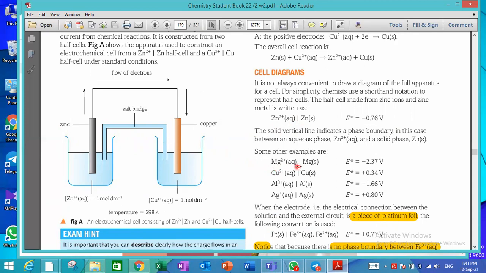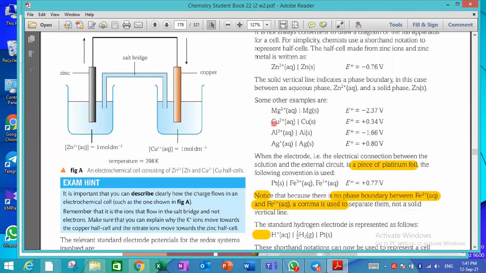If we have magnesium ion, then a solid line, magnesium solid. This means that this half cell is of a magnesium metal placed in a solution of its own ions, that are magnesium ions, and the E naught value is minus 2.37 volts, which also means that magnesium is a reducing agent. It would like to be oxidized to form magnesium ions because the value is negative.